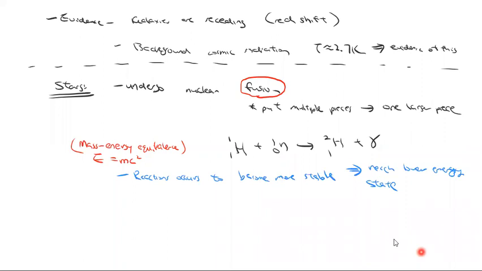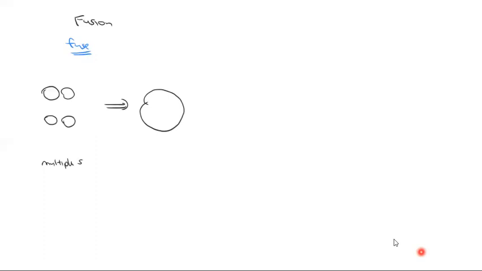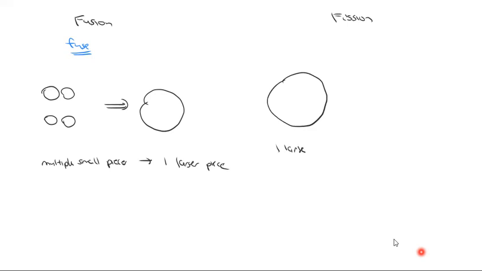Now, we might just quickly differentiate, because this is something that some of you have mentioned confuses you. So we've just talked about fusion. Think of the word fuse, right? To put things together. So you're putting multiple small things together into one bigger one. Whereas fission is you're basically splitting up. Okay. So this is one large piece into multiple smaller ones.